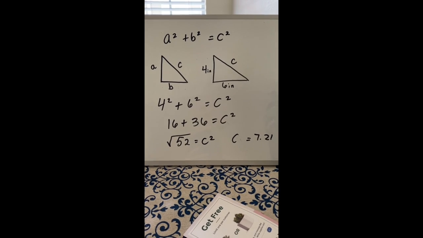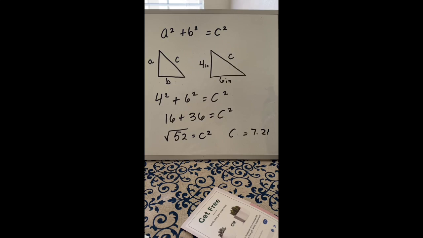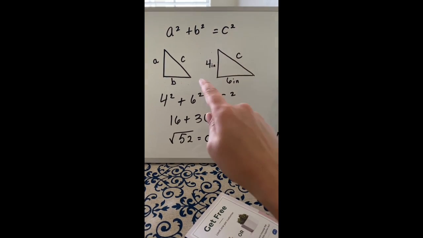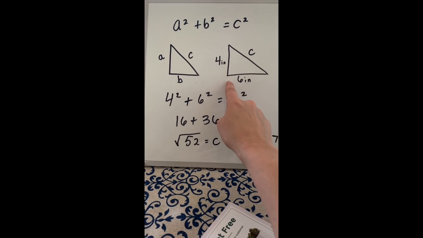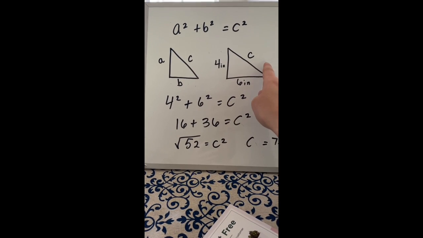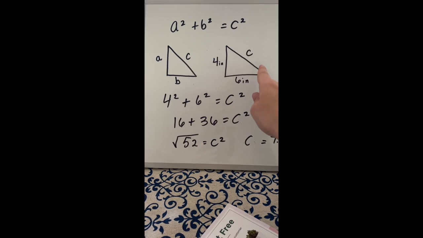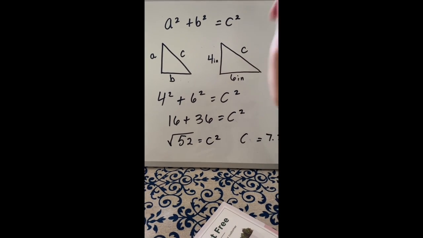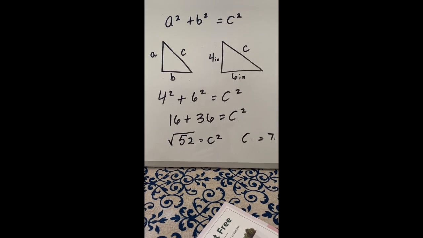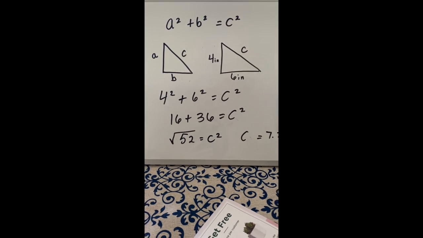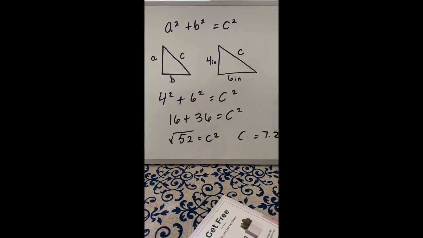And basically what this formula or theorem is saying is that when you know the lengths of the legs, a and b are called the legs, then if you plug the information into this formula, you'll be able to find what the length of C is. C is called the hypotenuse. It's the longest side of the triangle, and the other two shorter sides are called the legs.